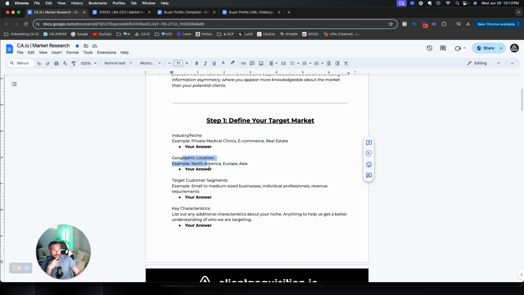So the second point to go through here is the geographic location. What is your TAM? Are you targeting the USA, Canada, Europe, the whole world, just English-speaking countries? What we call the big five: US, Canada, United Kingdom, New Zealand, and Australia would be the big five English-speaking countries.